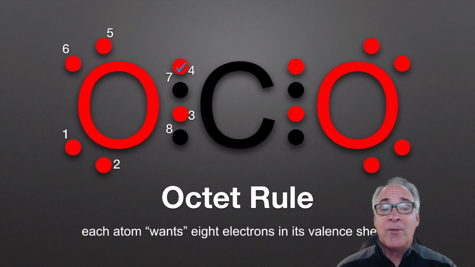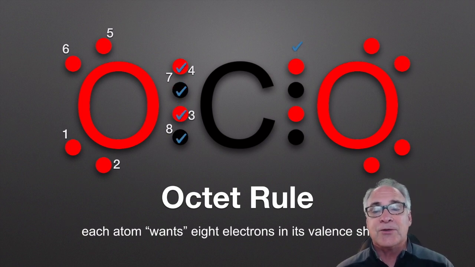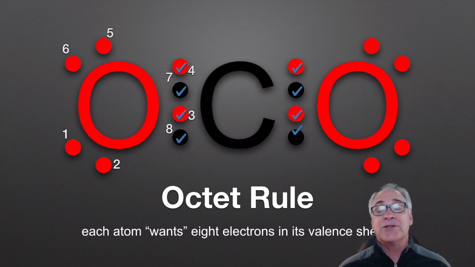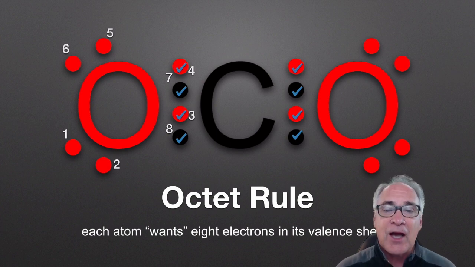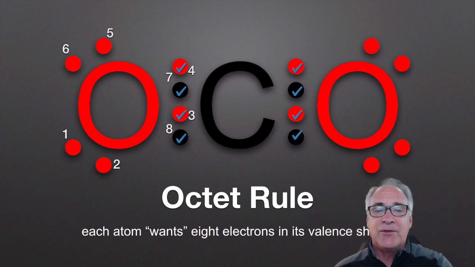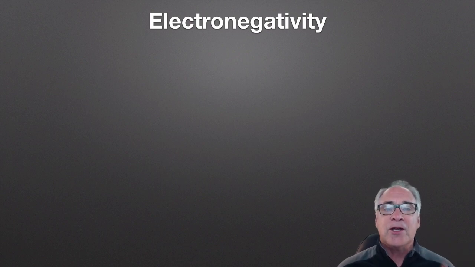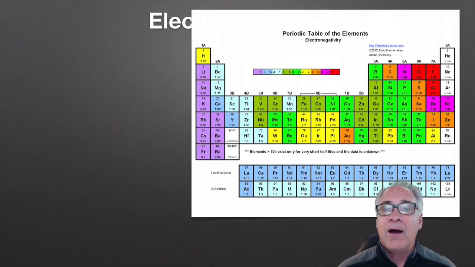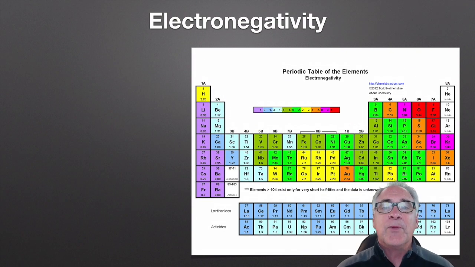So the carbon gets what it wants, the 2 extra electrons on one side and 2 extra on the other, so it has 8 in its outer valence. And then the 2 oxygens also have theirs. So the Octet Rule in this example is fulfilled, with 8 electrons in the outer shell of each of these elements. Now there's another part to this: you're going to need a special tool to determine what kind of bond it is. You'll need the electronegativity chart that you'll find on the periodic table.